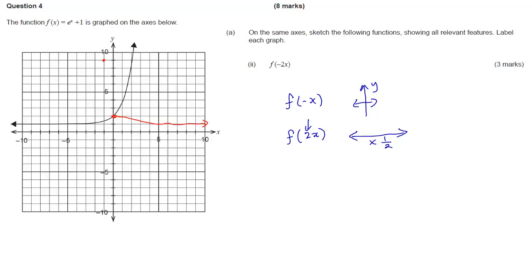And actually I'm not happy with the shape of that. I'm just going to change it a little bit. So it's going to come down gradually to that. And then it's going to go very steeply up this way like so. So that's f of negative 2x.